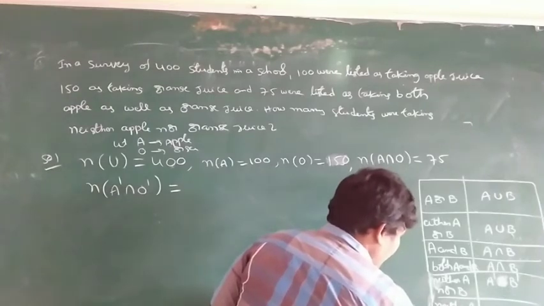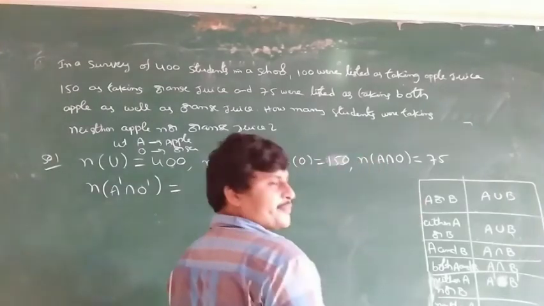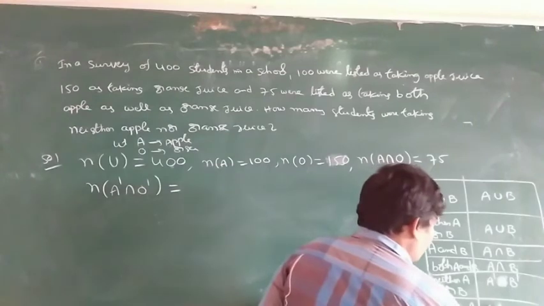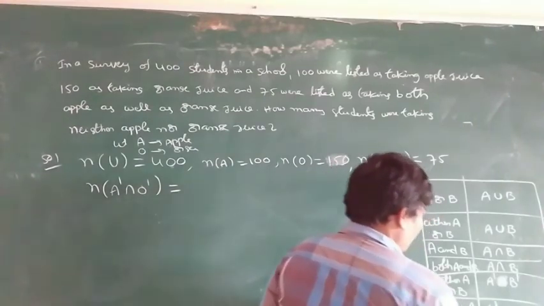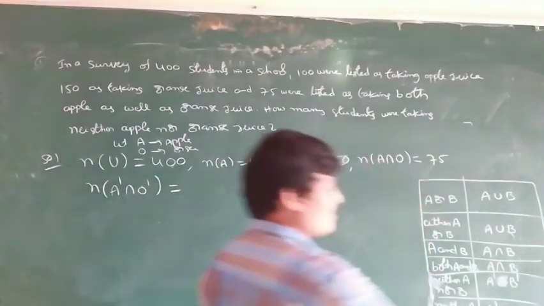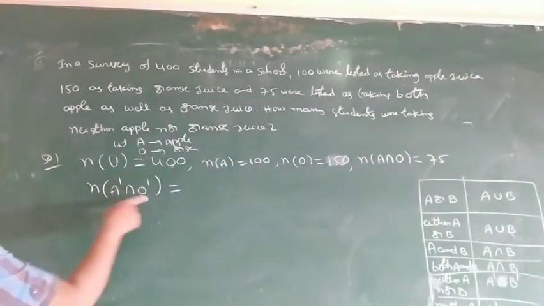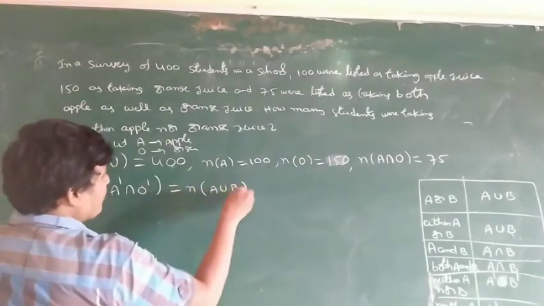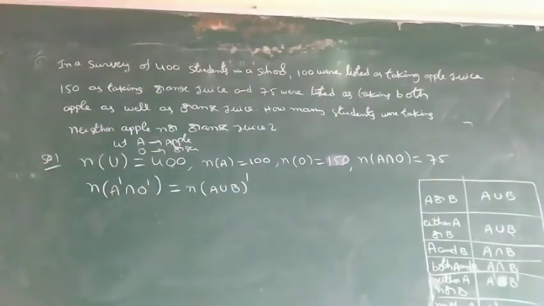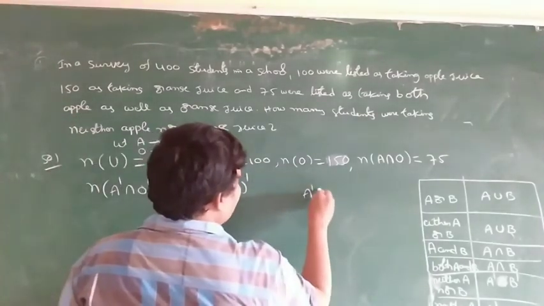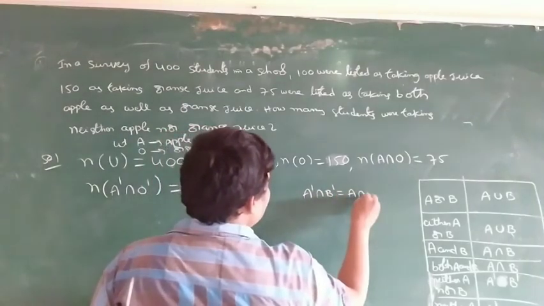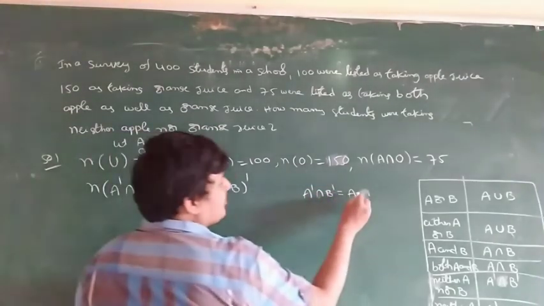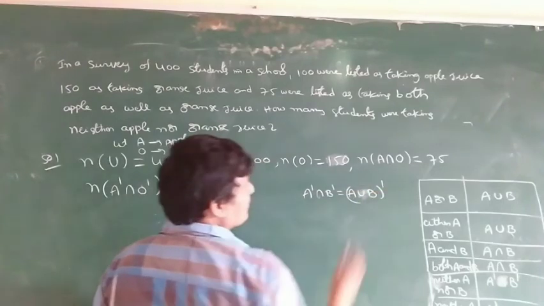Neither A nor B means both not, which means not A and not B. What is the formula? N of A union B whole complement. A complement intersection B complement is equal to A union B whole complement.